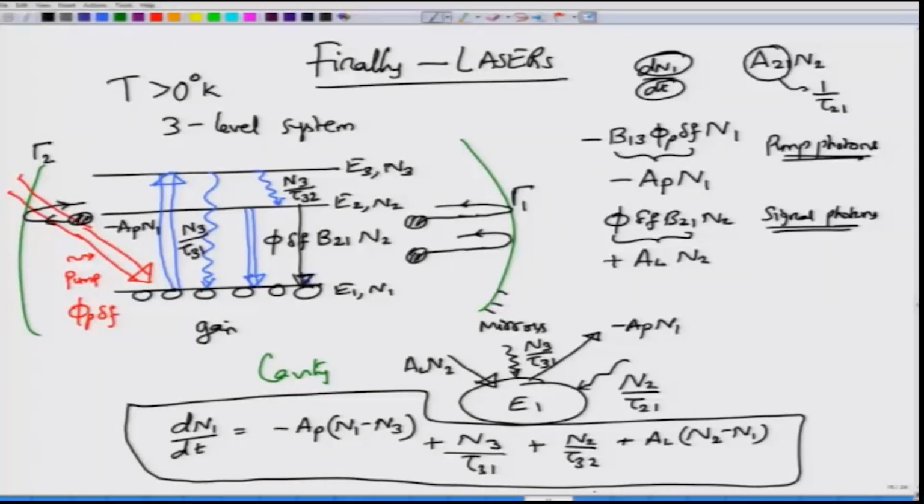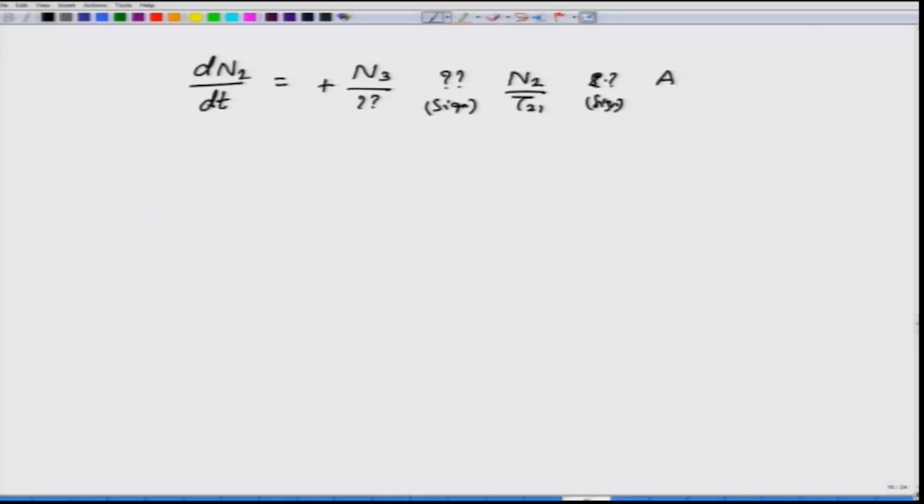Anyway, I have written the equation for N1, and I would leave it as an exercise for you to write down the rate equation for population levels N2 and N1. I will give you hints so that you can write this. Please write down the sign here, and this is N2 by tau 2 1, and again the sign here you have to write down, whether it is plus or minus, and then I will say this is AL (N2 minus N1).